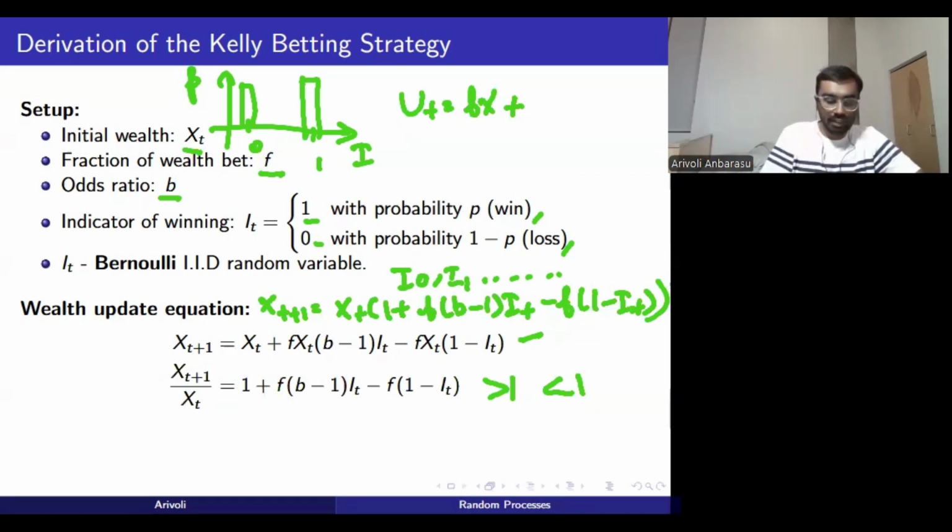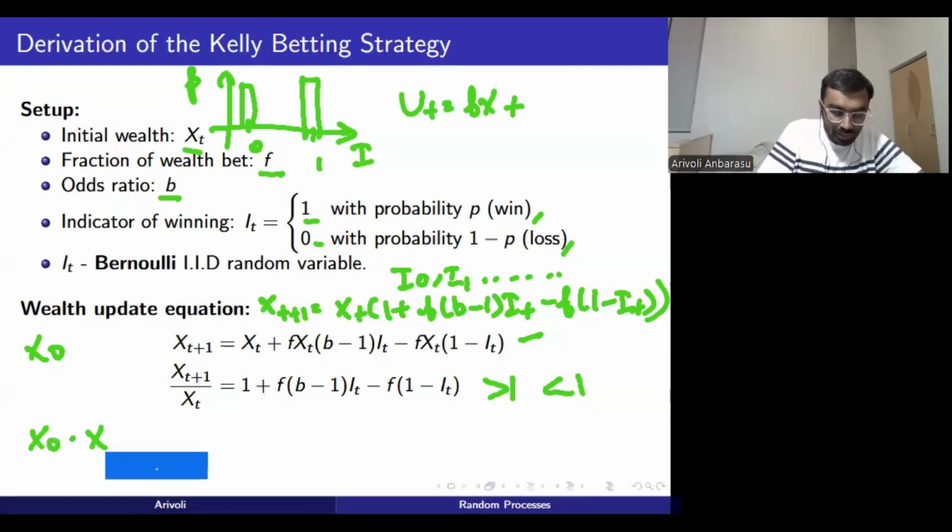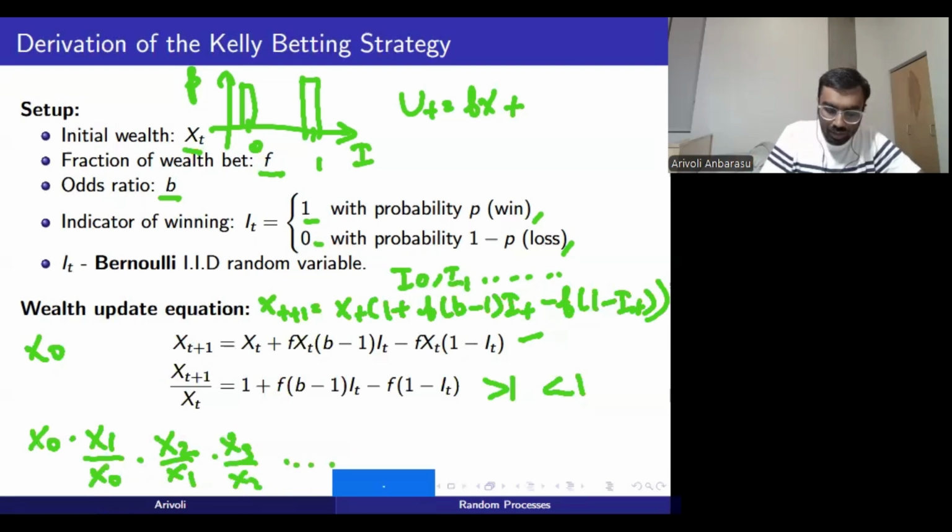We can see that the ratio is greater than 1 if we win and less than 1 if we lose. We know the initial wealth x naught, then the wealth at any time t equal to n is given by x naught times x1 by x naught times x2 by x1 times x3 by x2 and so on till xn by xn minus 1, where we can get the ratios from the equation we have just derived.